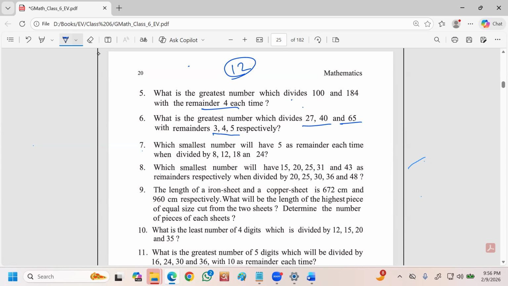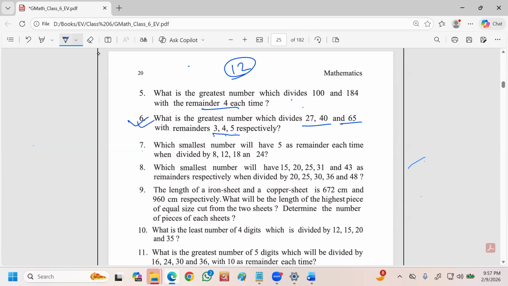For 27, remainder is 3. For 40, remainder is 4. For 65, remainder is 5. That means at very first, we have to subtract 3 from 27, then subtract 4 from 40, then subtract 5 from 65. Have you understood the problem for this?